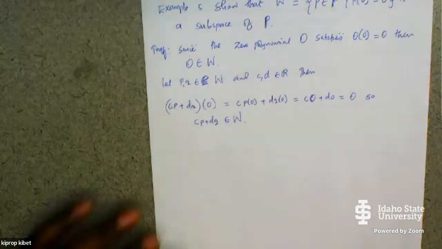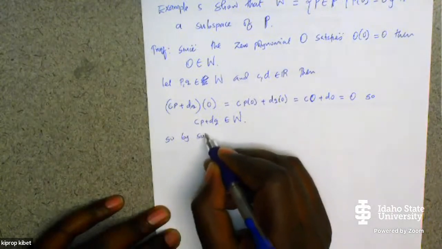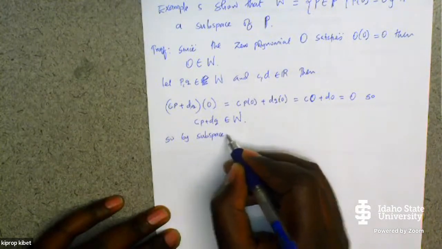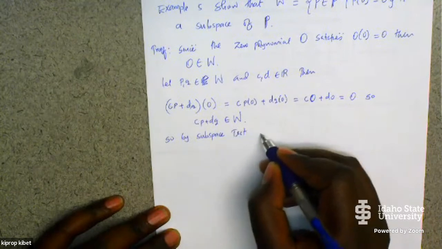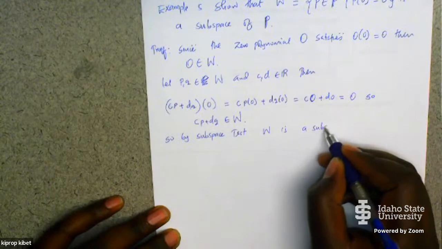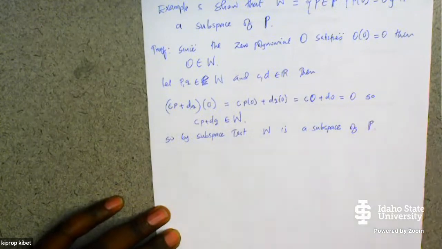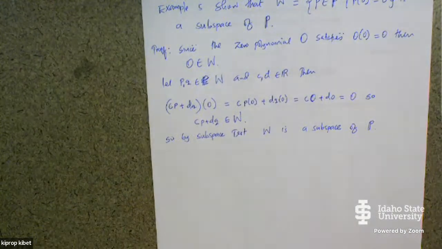So by the subspace test, W is a subspace of the polynomials with real coefficients. So it satisfies the two conditions.